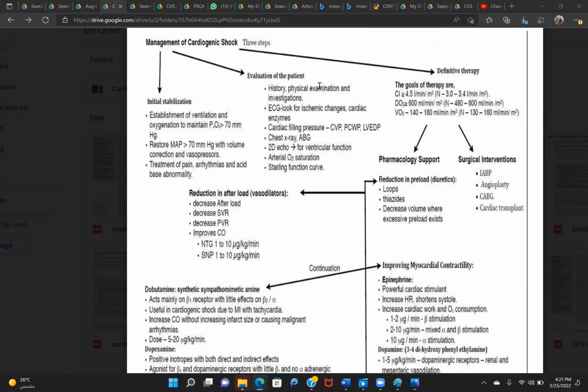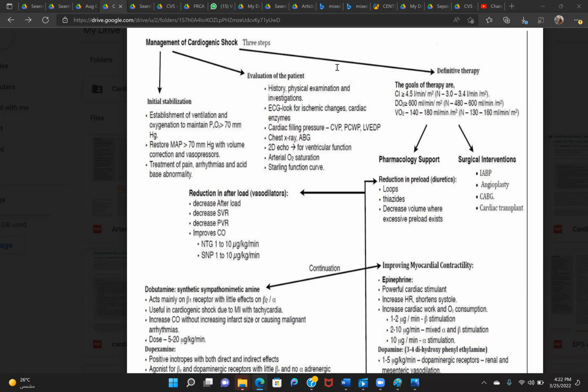Okay, so that's what we did: history, examination, investigation. Yes, ECG. There may be ischemic changes on the ECG. There is one thing not written here in addition to ECG. What would you like to do for ischemia? It's written here. Yes: cardiac enzymes.